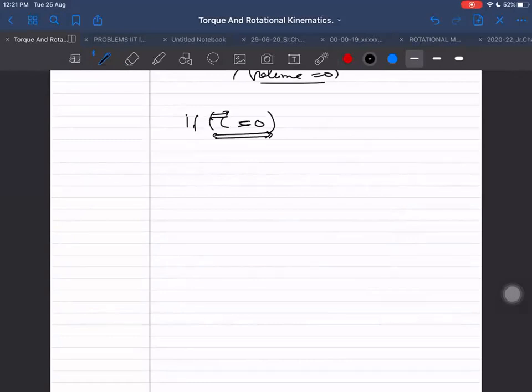If the net torque acting on a body is 0, then the body will be in rotational equilibrium. It means it will not rotate, or it will rotate with constant angular velocity. Mainly torques this week.